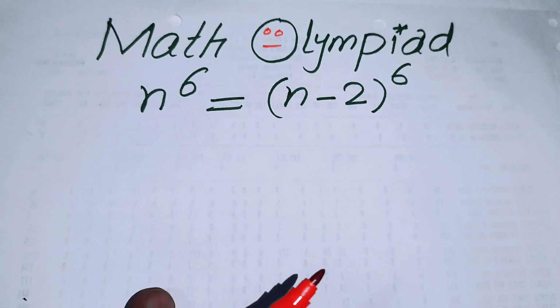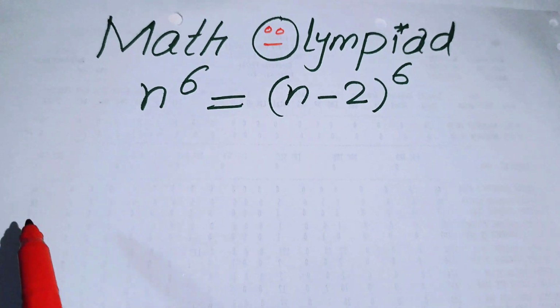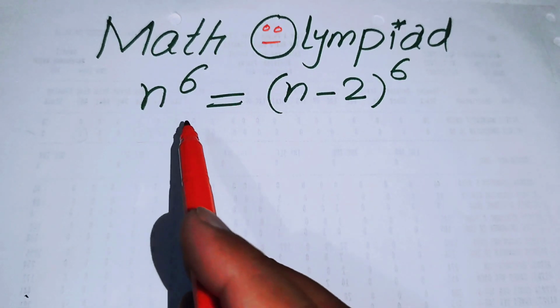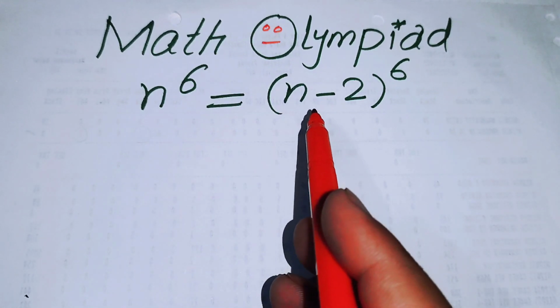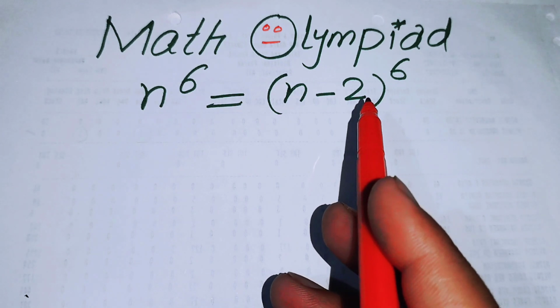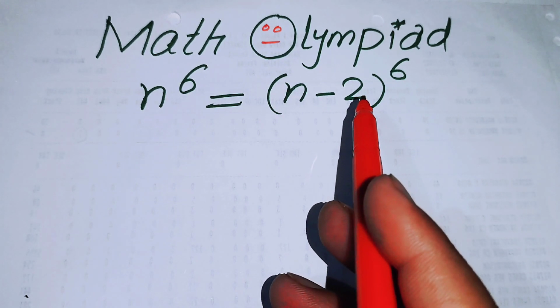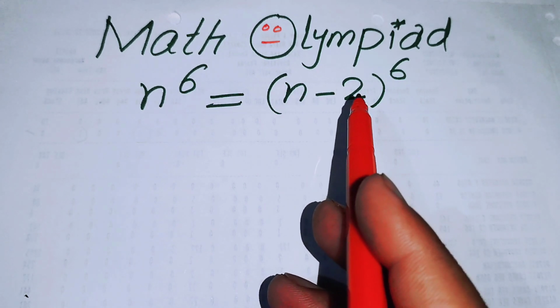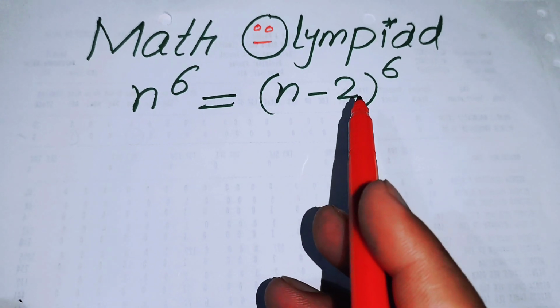In this video we are going to solve this nice algebra problem, and here we have n to the power of 6 is equal to (n minus 2) to the power of 6, and we will solve this problem for the values of n. So here we find all the roots of this problem.